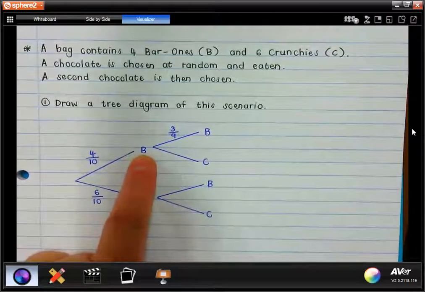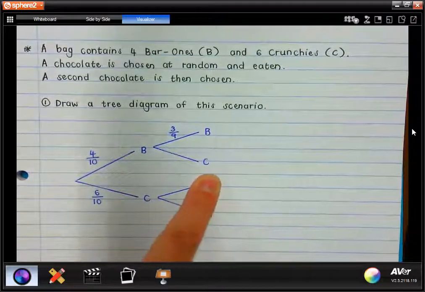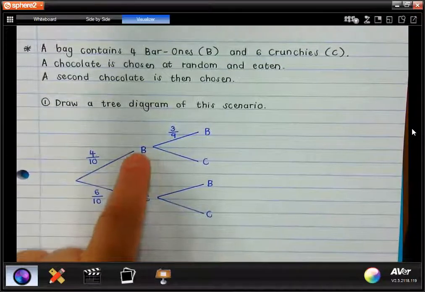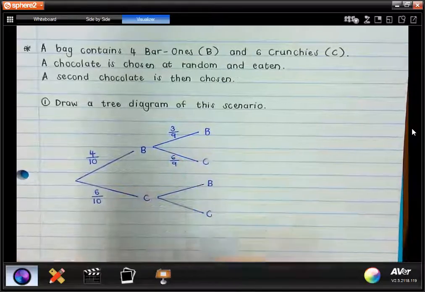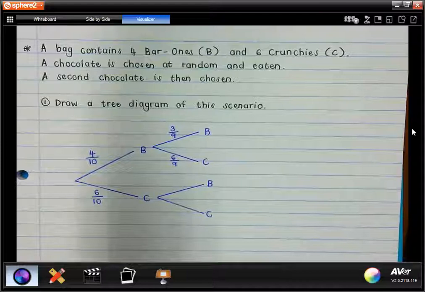But if we took out the bar 1, how many crunchies are left? Still 6, hey? We didn't eat a crunchy if we're following this branch. So we still have 6 crunchies left. But if we ate a bar 1, there are only 9 left in total. Okay, so both of those probabilities have to change. I hope that makes sense.